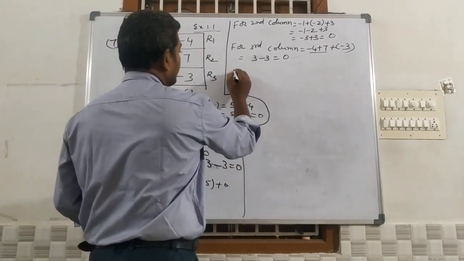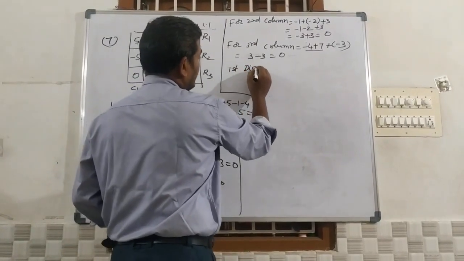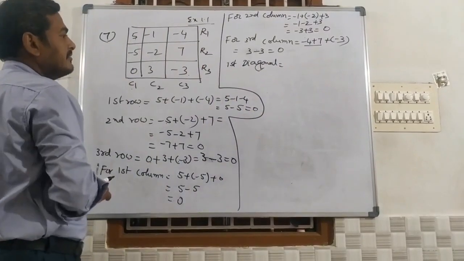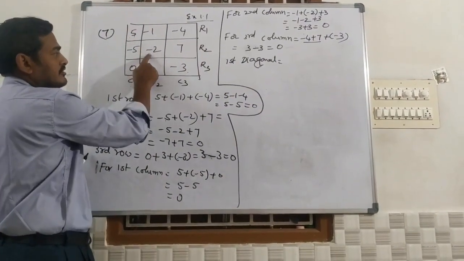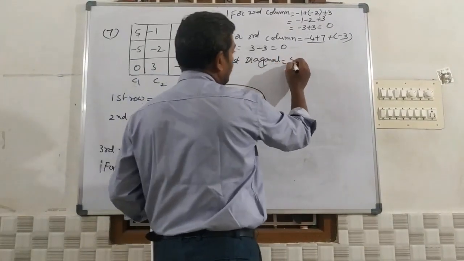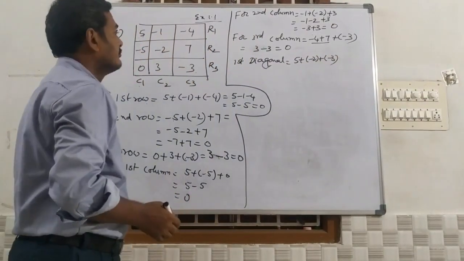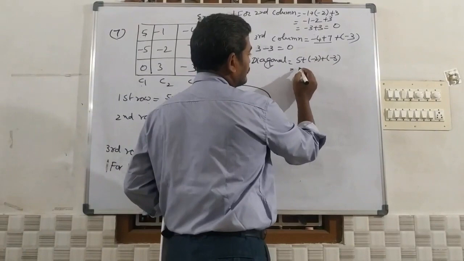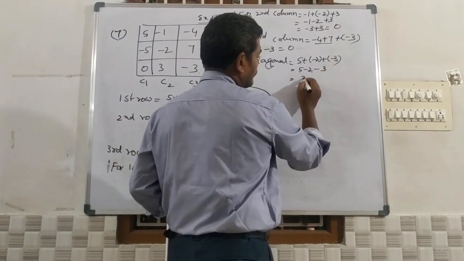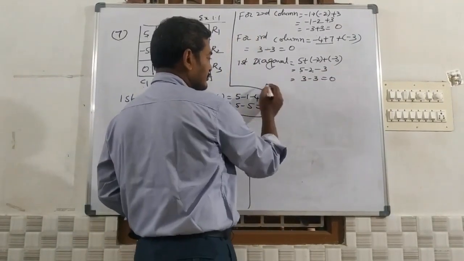Now we go for the first diagonal. What are the diagonal elements? Diagonal elements means first row first column, second row second column, third row third column. This is the first diagonal. Then 5 plus minus 2 plus minus 3, that equals 5 minus 2 minus 3. 5 minus 2 is 3, 3 minus 3 is 0. So the first diagonal is also 0.